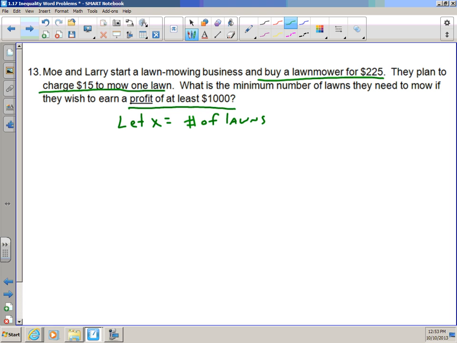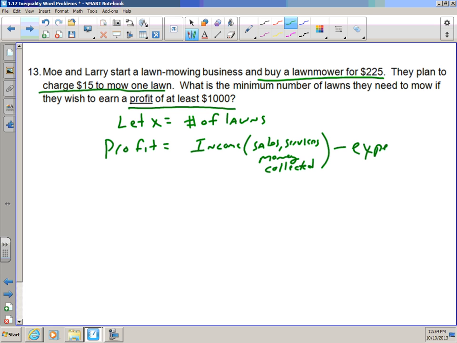Now, what does this profit concept mean? Your profit is equal to your income, all right, which could be your sales or services, but basically money collected, so money in, minus your expenses, which is money out. Okay? Just think of it as a piggy bank. The money you put in, the money you take out, whatever is left over in the piggy bank is profit.